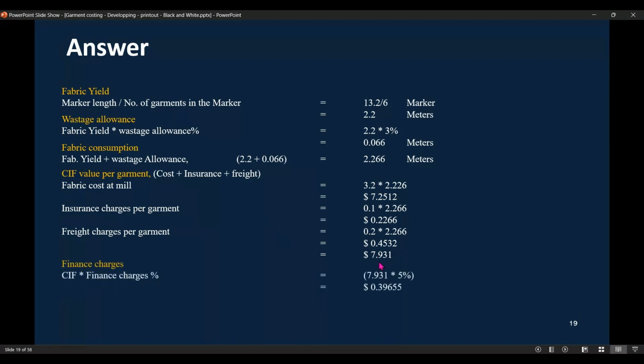And from that CIF value, the bank will charge finance charges. Finance charges are 5%. 7.931 into 5%, answer $0.39655. These finance charges also have to be added to this CIF value. That means it is 8.32755. This is the answer, and we can apply the formula for this also.